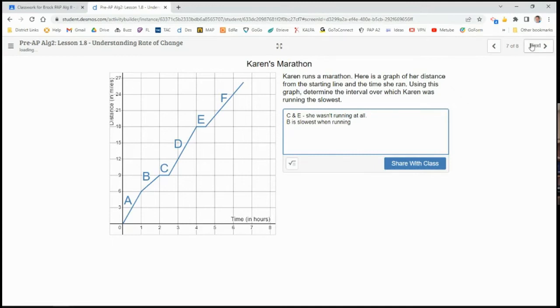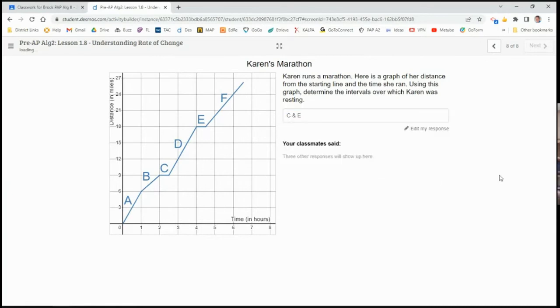All right, and our last page here. Determine the intervals over which she was resting. Okay, there's the last one. There's the resting ones. So looking at that question, then this one's definitely B. And she was resting at C and E. She had 2 intervals where she was not running at all. She was resting or taking a break or whatever she needed to do. But she was definitely not moving, running. Her distance stayed exactly the same for half an hour.